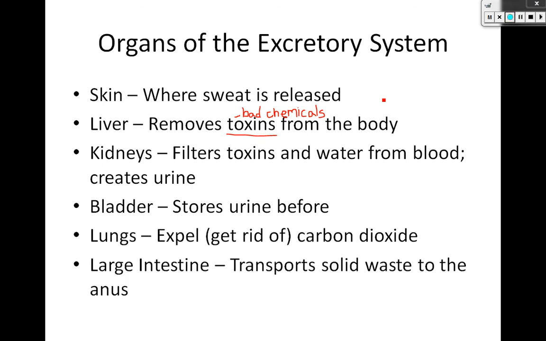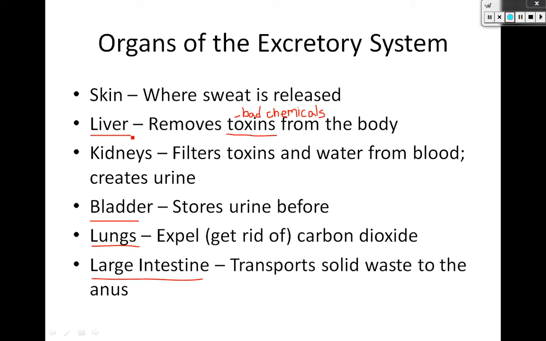And then finally, we have the large intestine, and that, remember, is what transports the solid waste to the anus. And then after the anus, you again go to the bathroom and you go poop in the toilet. And so the bladder is where the liquid waste goes, and the large intestine is where the solid waste goes. You can think of the lungs as where the gas waste goes.